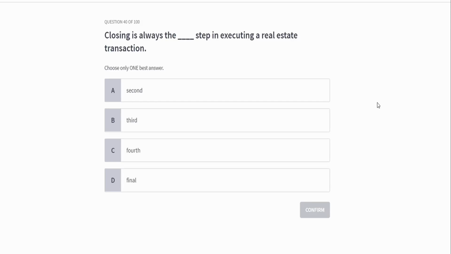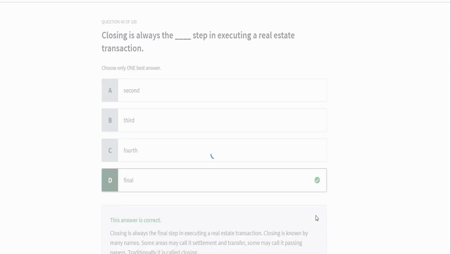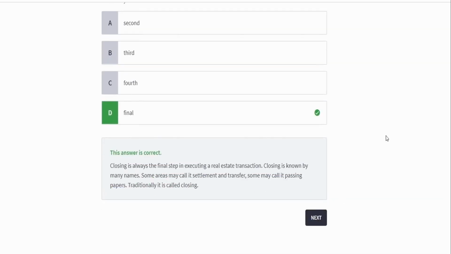All right, pretty easy one. Just going to get into it. It is the final step, guys. Closing, obviously, is known by many names. Passing paper, settlement, transfer, all that good stuff. Traditionally, it's called closing. But no matter where it is, no matter what state you live in, it is always the final step in executing a real estate transaction. And that's super important to know.